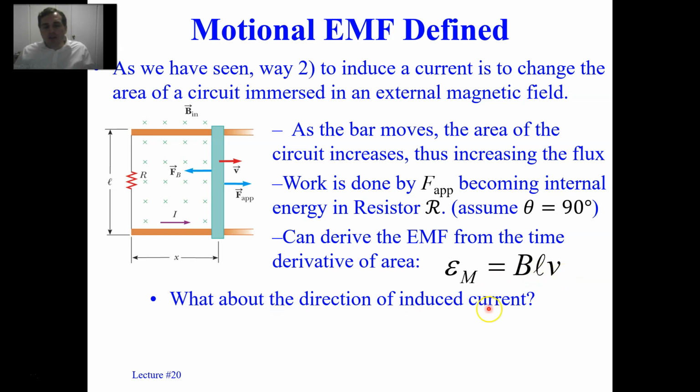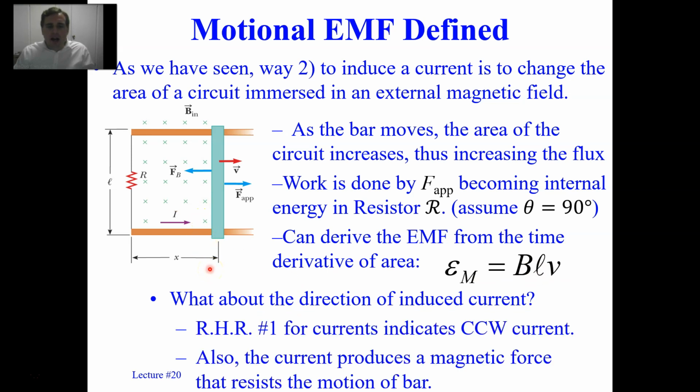Now, the direction of the induced current is actually going to act to resist the change of the magnetic flux. I'll say a lot more about that in a moment. But right-hand rule 1 for currents indicates counterclockwise current. Again, if the electric current is upward, remember that's the conventional current, the Franklin convention, sort of positive charges. If positive charges are running upward, we perform the right-hand rule with the cross product of magnetic field into the page, and the magnetic force is to the left. Also, this current produces a magnetic force that resists the motion of the bar. Okay, I hope this is making some sense.